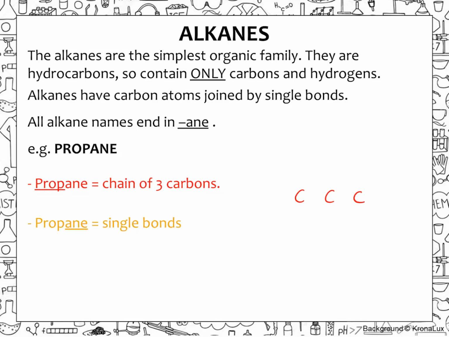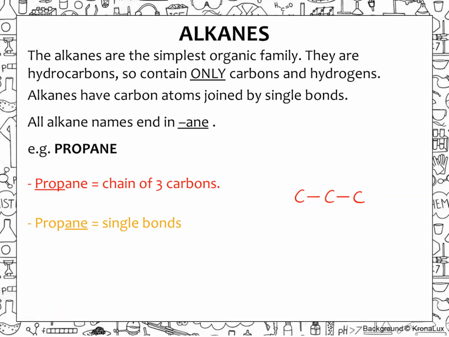Propane tells us that this is an alkane, and alkanes have single bonds joining the carbons together. So we put a single line in between each carbon in our chain of 3. Now, at that point, we've used all parts of the name. Prop tells us there's 3 carbons, ane tells us that it's an alkane, and we have single bonds.